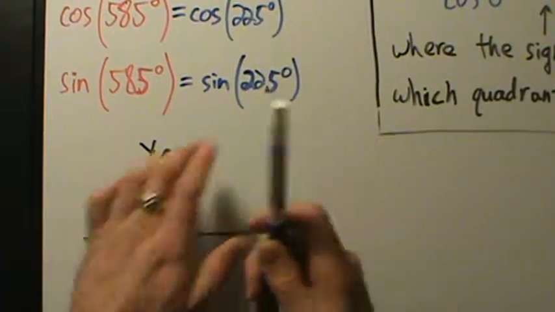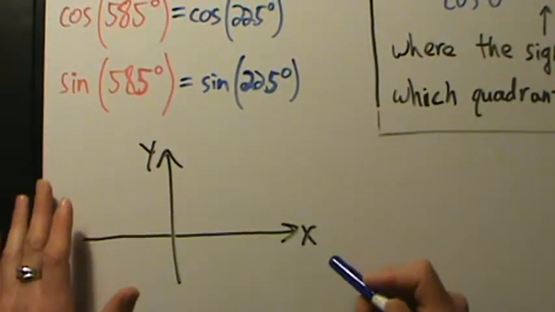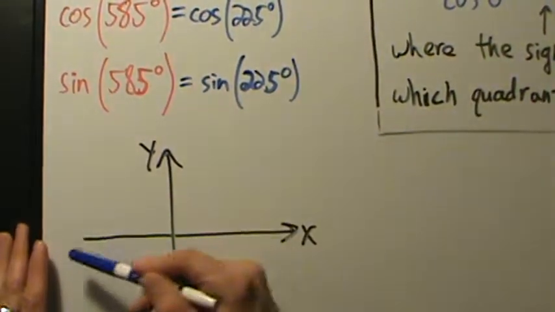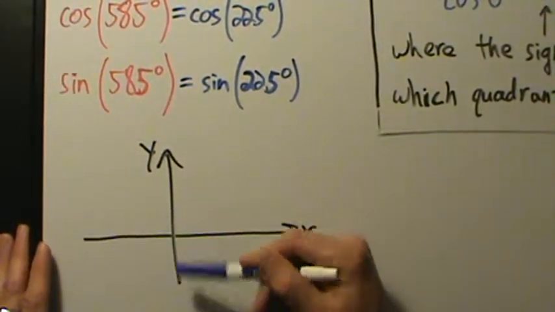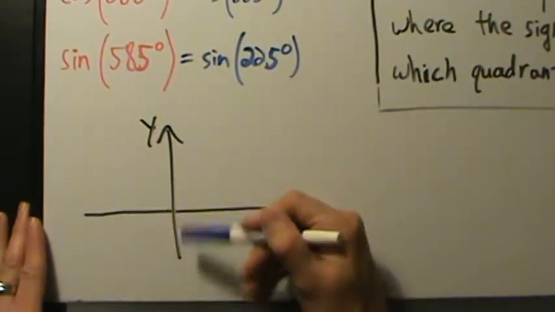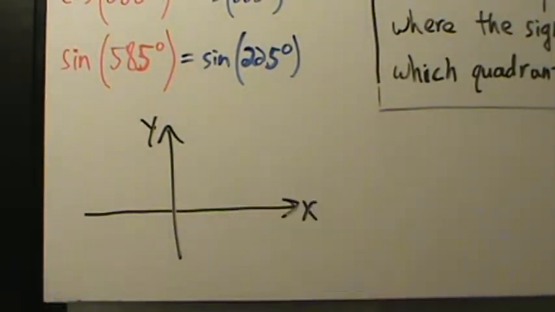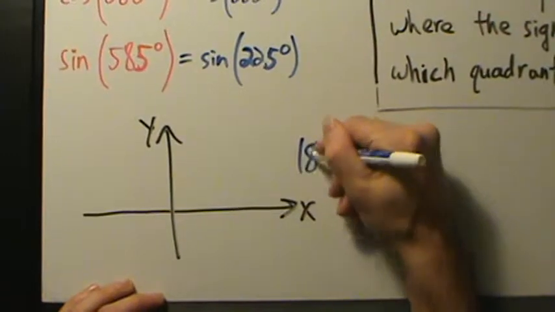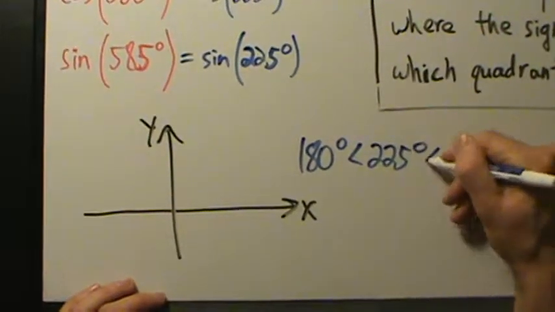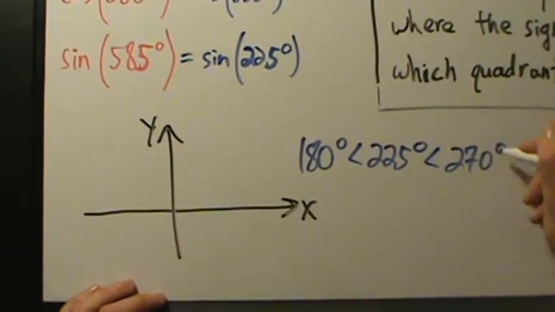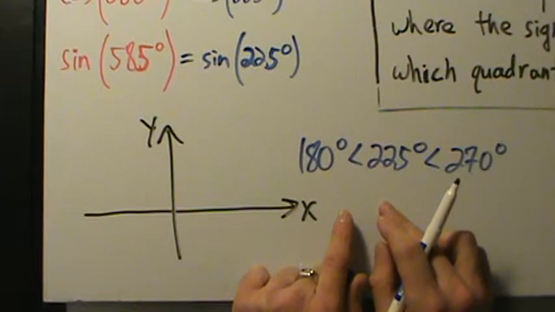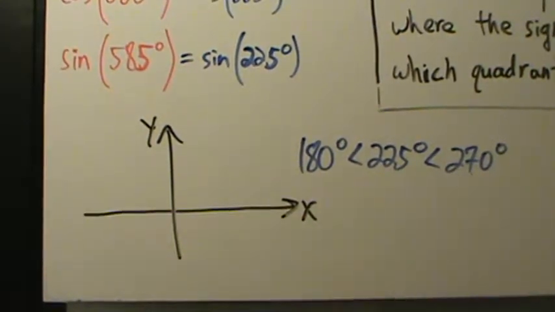But let's say we don't. Let's not go through that route. Let's just think of it like this. 90 degrees would put me up here. 180 degrees would put me over here. 270 degrees would put me down here. Oh hey, 225 degrees is between those. So 180 degrees is less than 225 degrees, which is less than 270 degrees. So 225 degrees is between both these, so let's draw that angle there.